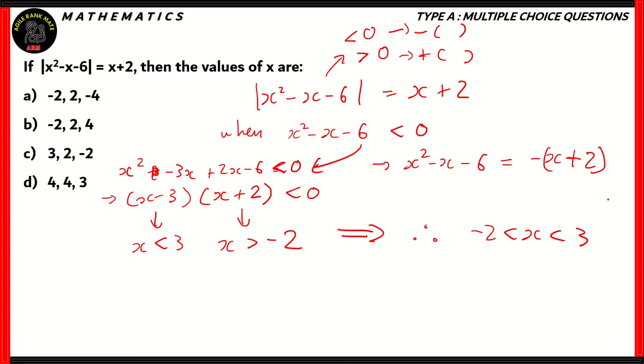Now, we know that x squared minus x minus 6, when it's less than 0, is minus of x plus 2. We'll just apply that here again. So x squared minus x minus 6 equals minus of x plus 2, which is minus x minus 2.